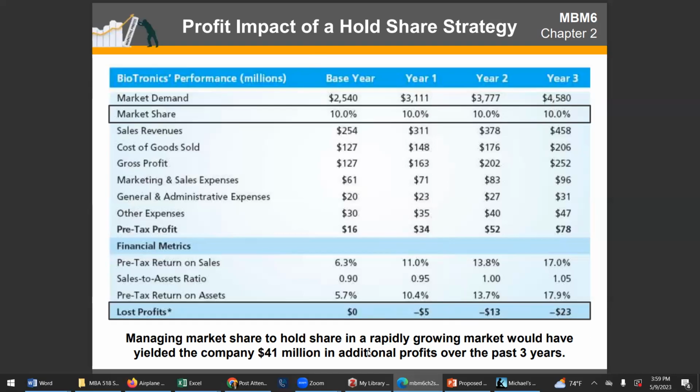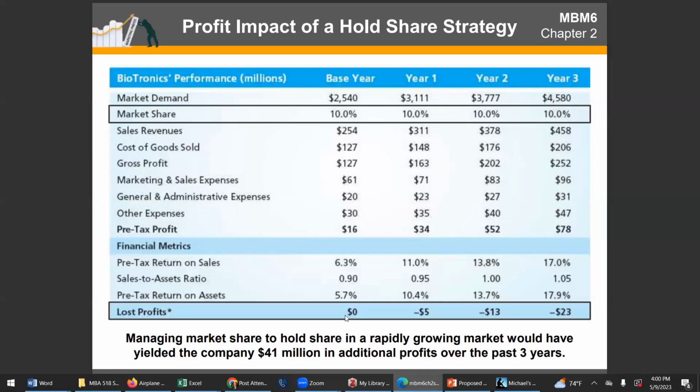You add all of those up, it would say that by retaining market share, just staying current relative to competitors and growing with the market itself, you would have retained 41 million in additional profits. Okay. So again, the message is it's not just that you're growing your sales, but you're also keeping pace with the market and retaining the customers that you do have.